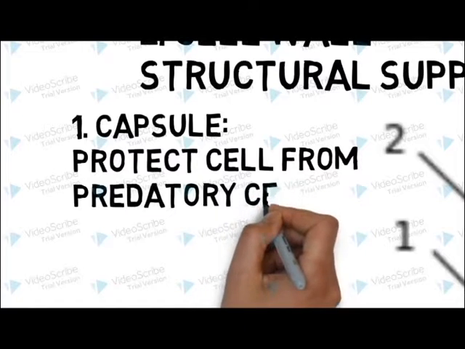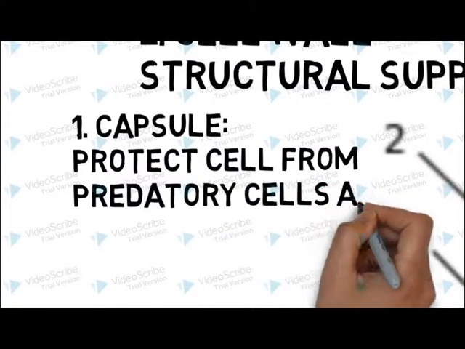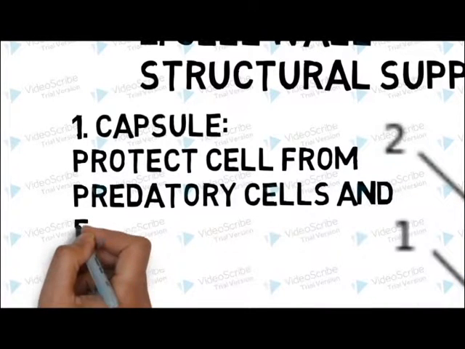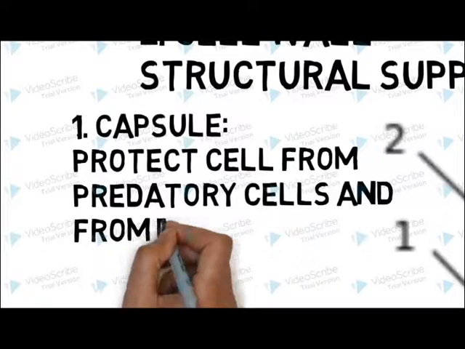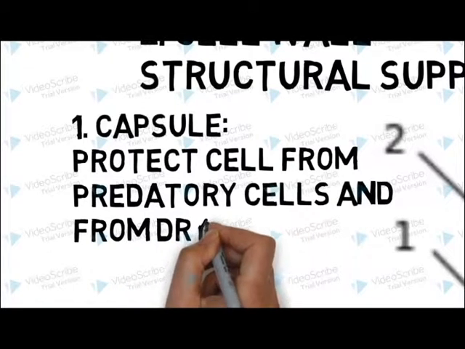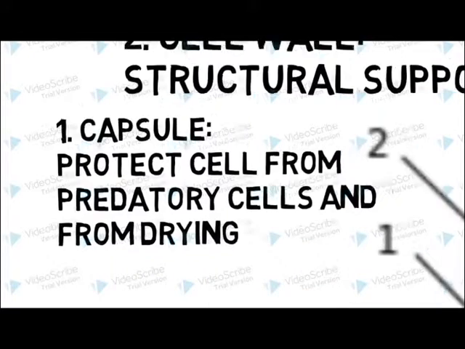Capsules rarely contain amino sugars or peptides and have many functions. The two main functions of capsules are to protect bacterial cells from predatory protozoa and to protect cells from the effects of drying.